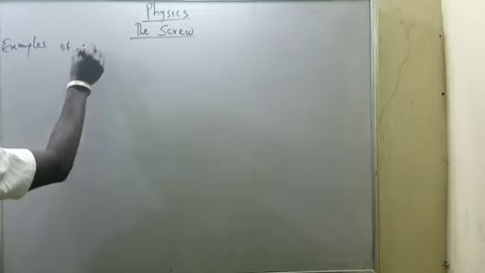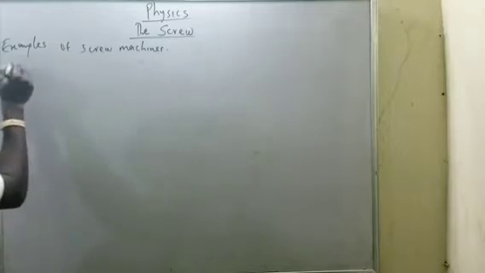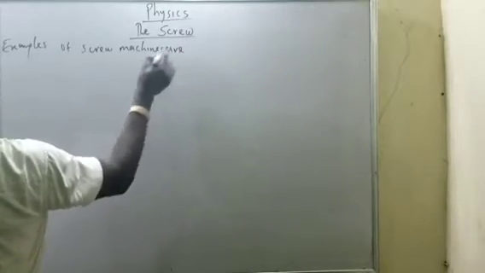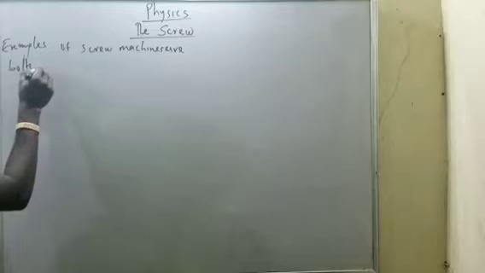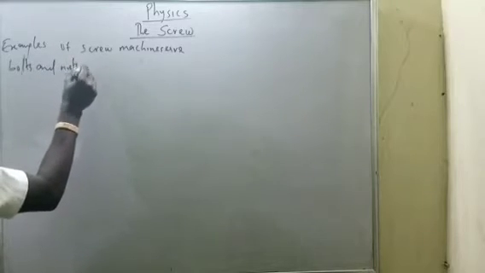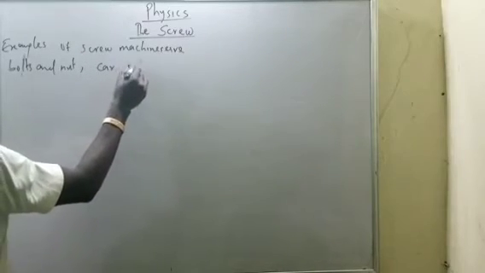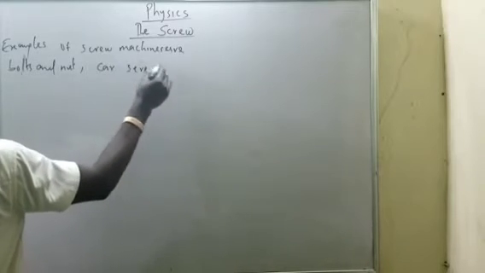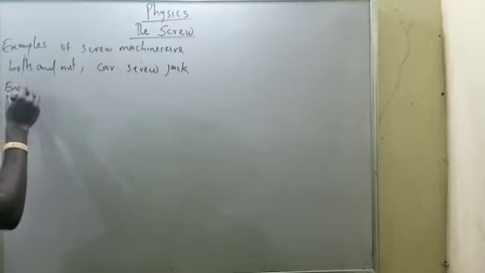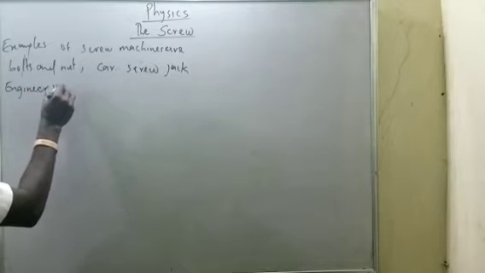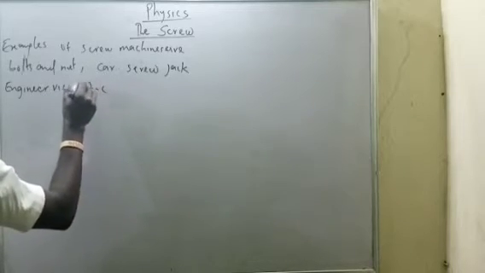Now, examples of screw machine: arm, bolt and nut, car screw, jack, engine, vice, etc. These are the types of machine.